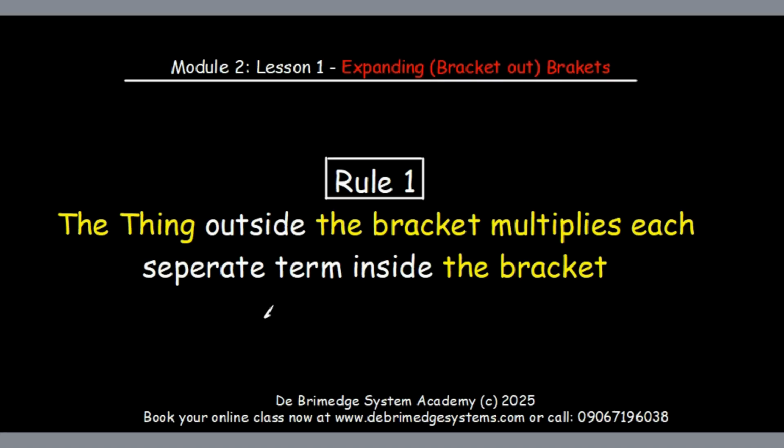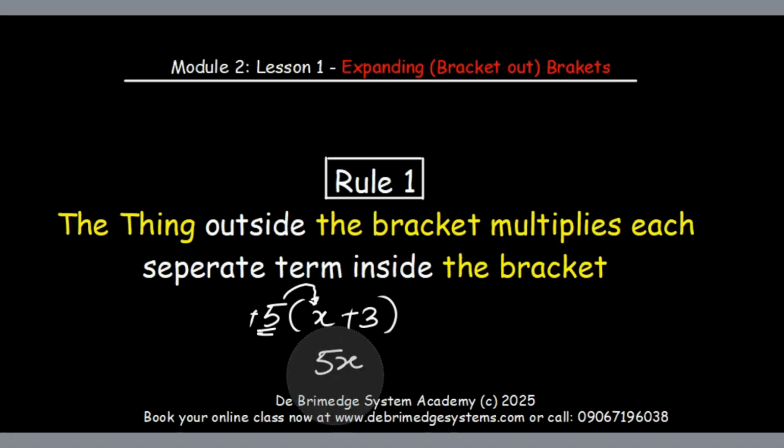say for instance I have 5 bracket x plus 3. So the thing outside the bracket, which is 5 in this case, multiplies each separate term in the bracket. So 5 is going to multiply x as a separate term in the bracket. And take note, this is a plus sign. This will give me 5 times x will give me 5x. Let me solve it over here.